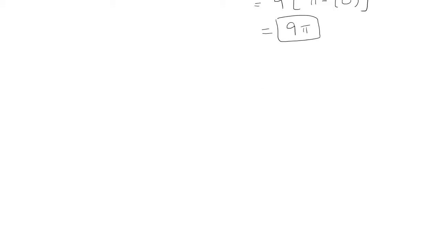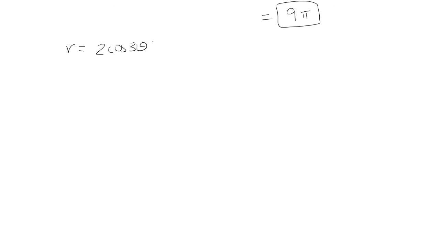Next one. I'm given r is equal to 2 cosine 3 theta, and I want to find the area of one of the petals. So keep in mind, whenever you have an odd number in front of theta, in this case it's 3, you're going to have 3 petals.